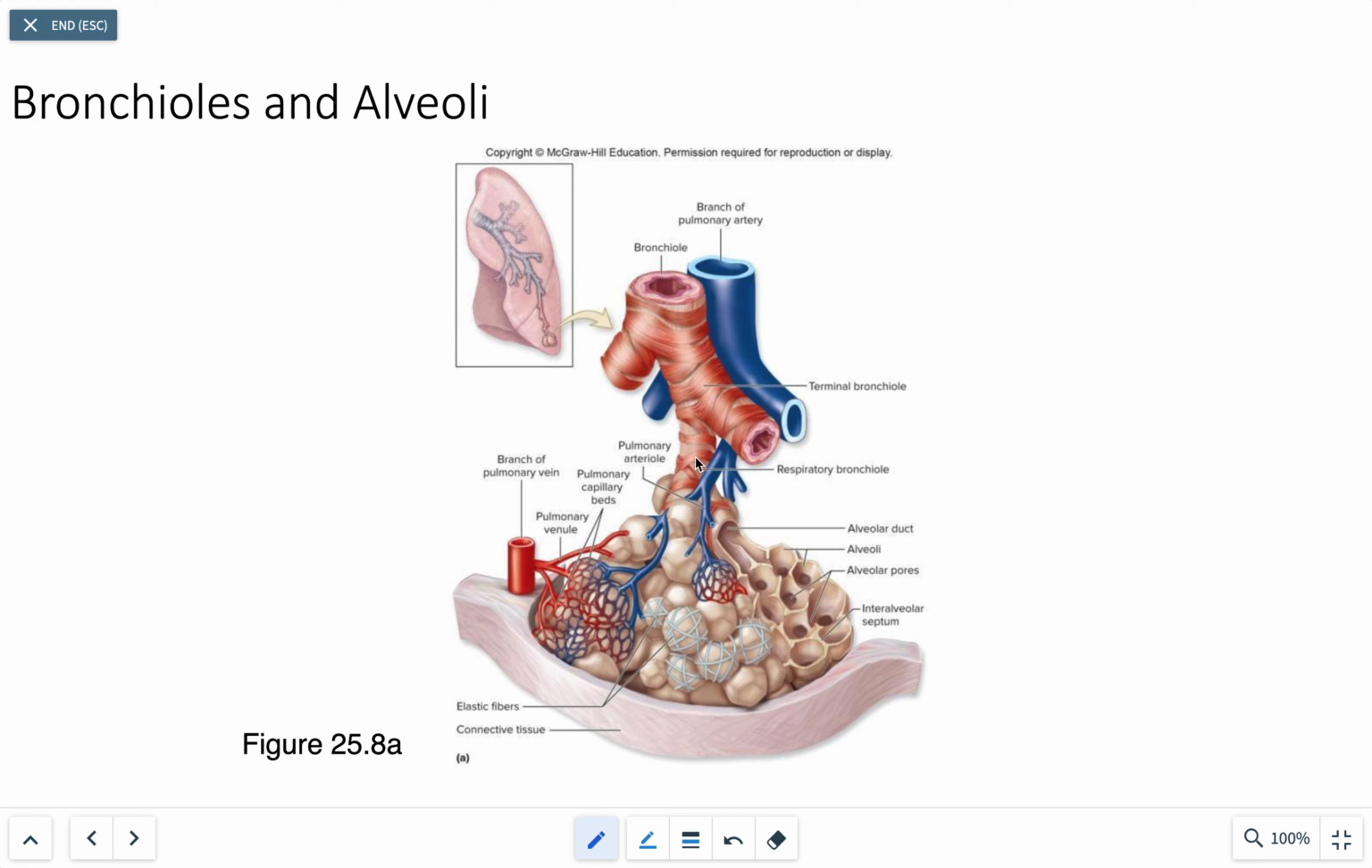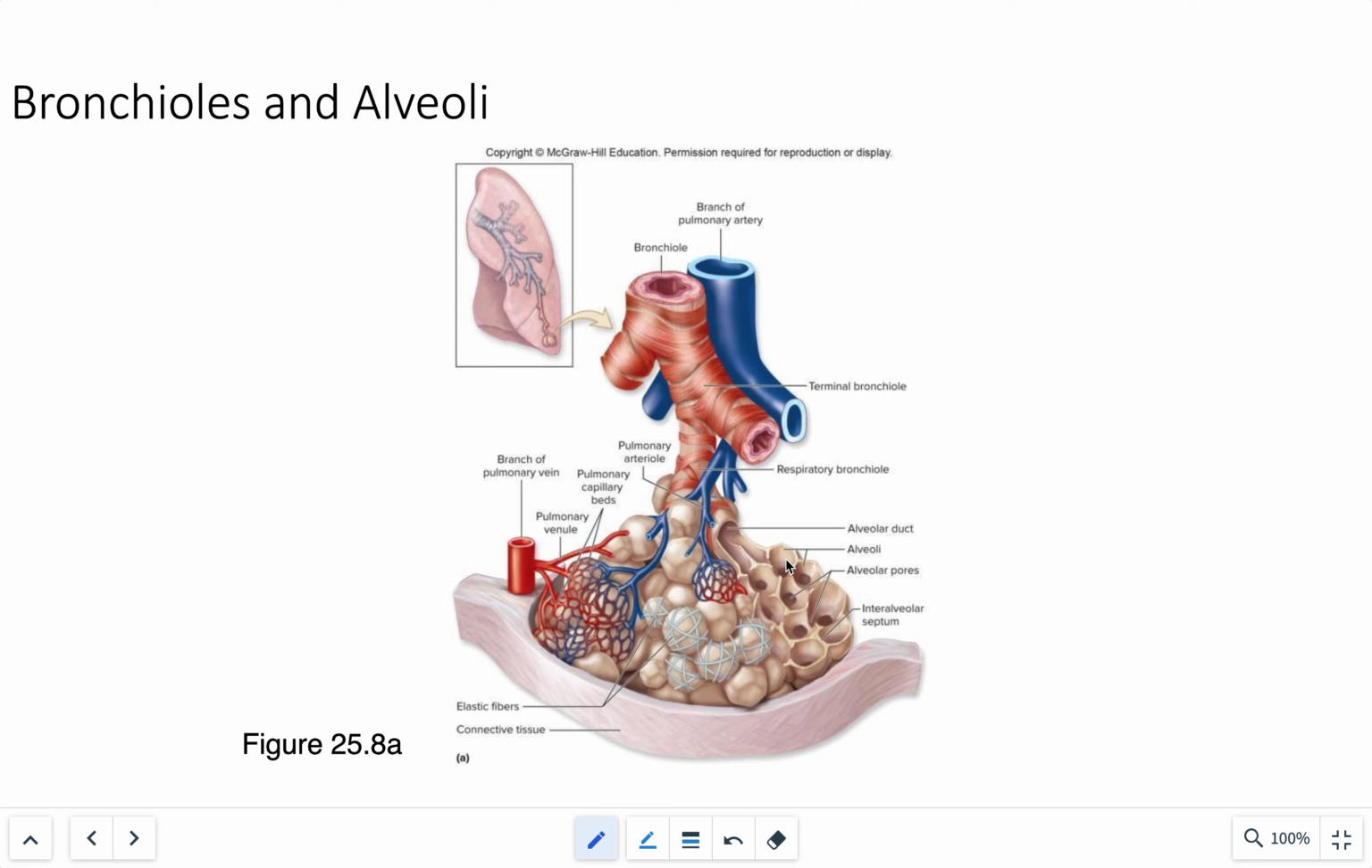These respiratory bronchioles are going to change into alveolar ducts, so we'll see air traveling down into the alveolar ducts, and these alveolar ducts again are simple squamous epithelium for rapid diffusion, and then eventually we're going to terminate into the alveoli or the alveolar sac. In the human lung, we have anywhere between 300 and 400 million alveoli. So we have a lot of surface area for gas exchange.